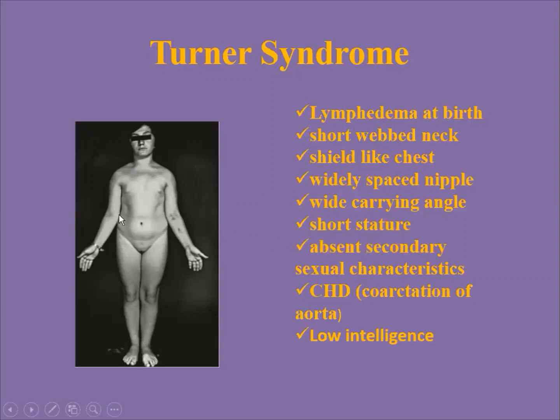Then the main problem with Turner syndrome would be the delayed puberty or absent secondary sexual characteristics. Congenital heart disease, coarctation of aorta is seen in them, and they may have slightly subnormal intelligence.